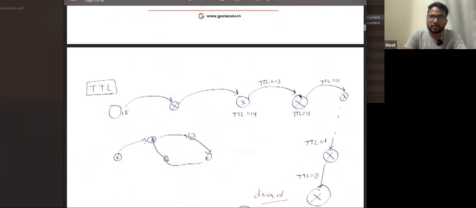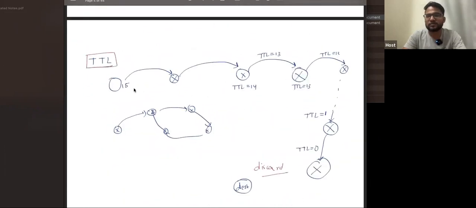TTL is one of the fields. If you are forwarding a packet, then before you forward it, you decrement the TTL. Suppose the TTL is 1. If this router is forwarding the packet, it will make the TTL 0. If this is the destination, then the destination will accept it with TTL 0, but it will not accept a negative TTL. If this is a router and it has to forward the packet with TTL 0, it will discard it. Whenever you forward a packet, you decrement the TTL: if you receive TTL 14, then when forwarding you decrement it to 13, like that.